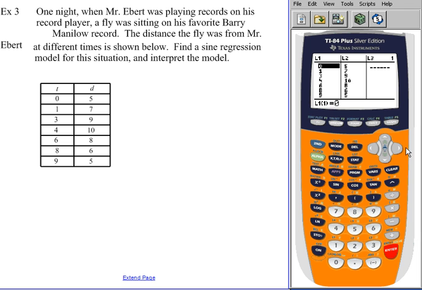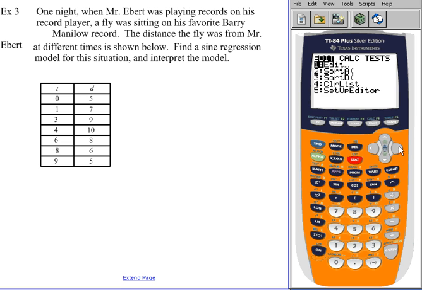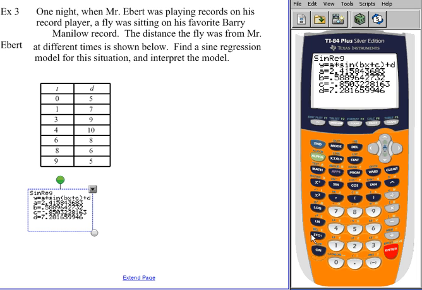Now we know it's going to be a sine regression model, and if you think about it, this fly is going to be farther than closer, farther than closer. It's going to follow a sine curve. So I'm going to press my stat key, go over to calc, and I want to calculate a sine regression model. Sine regression is one of the last options in this menu. And there it is. So I want a sine regression model of the data in list 1 and list 2. Okay, so it's calculating, and there is the data that I need.